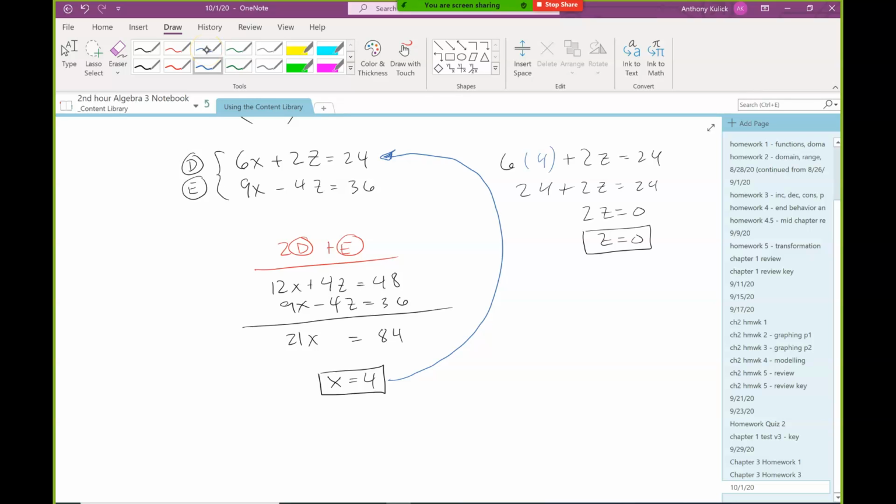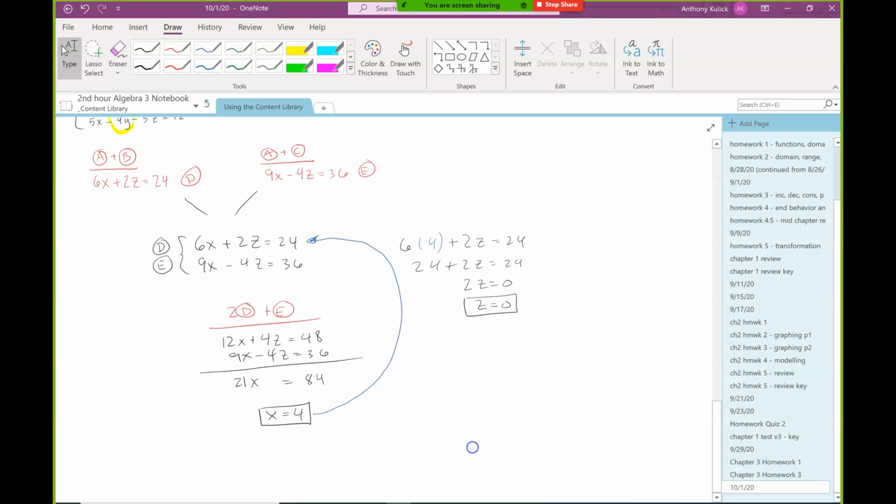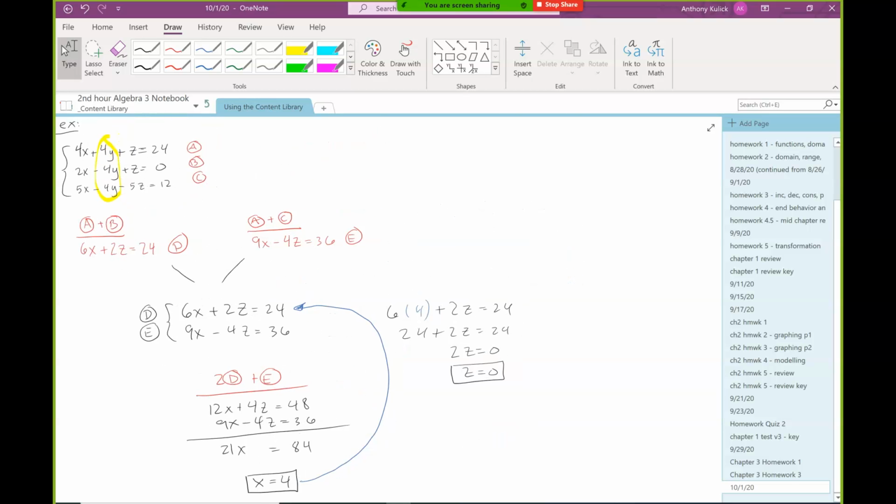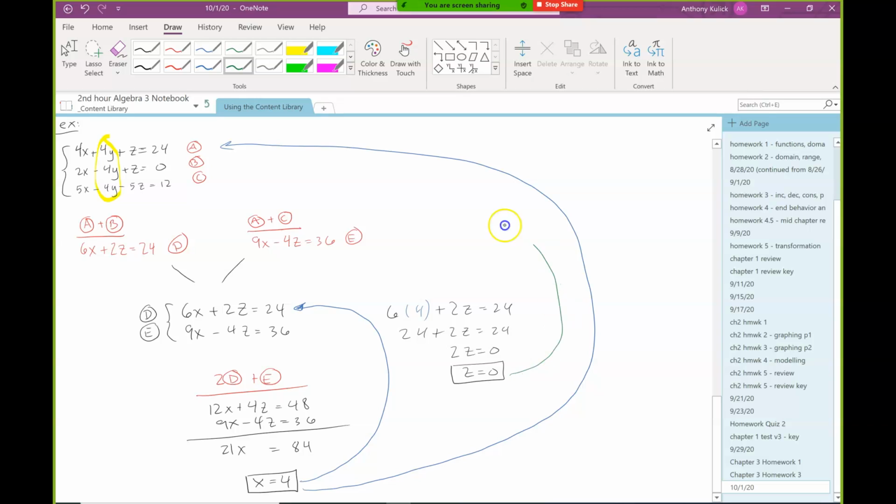Is everybody okay there? And now, just like before, I'm going to take these two answers and plug them back into one of A, B, or C. It doesn't really matter which. For the sake of argument, I'm going to plug them into A. So that's going to give me this. Put it that way. So I'm going to have 4, but instead of x, I'm going to write what x equals, which is 4.